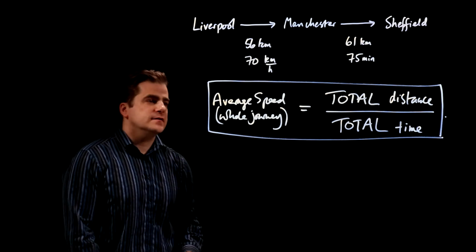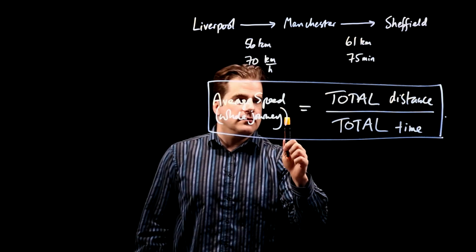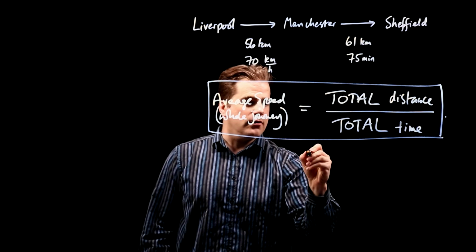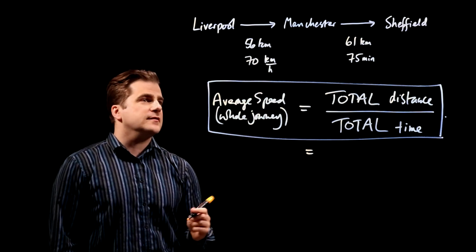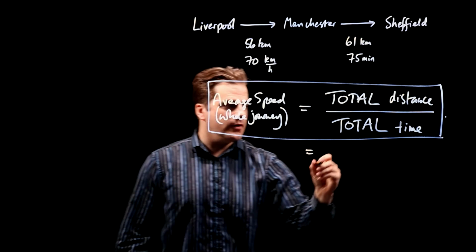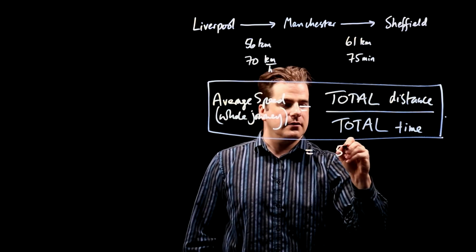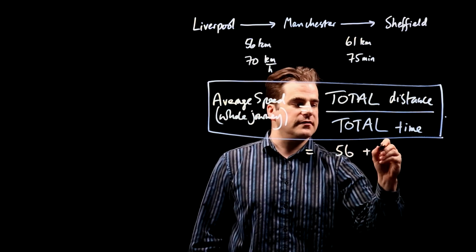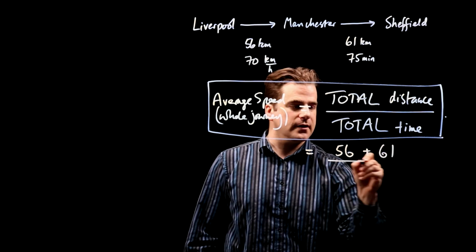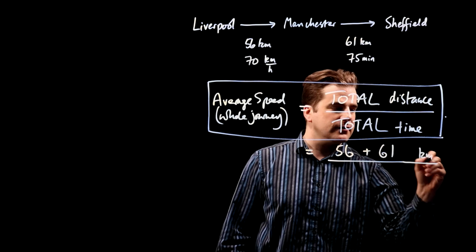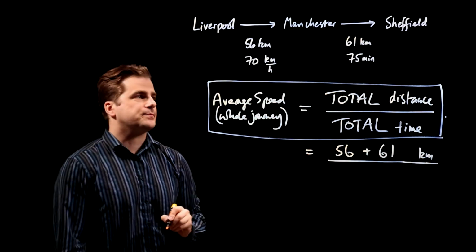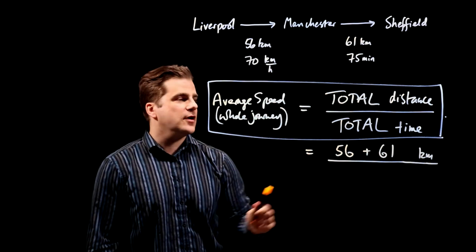Okay, so let's do it. We need to know total distance. Well, that's easy. It's just 56 plus 61, okay? 56 plus 61. And that's in kilometres, okay? I'm going to include the units. Kilometres. Right, over total time.